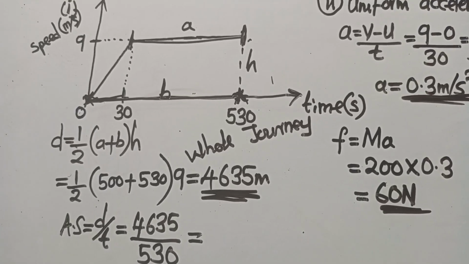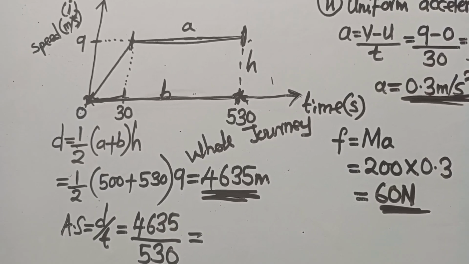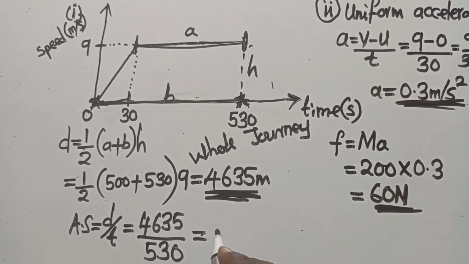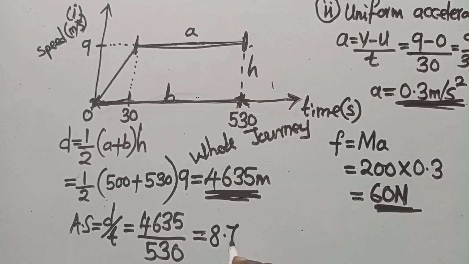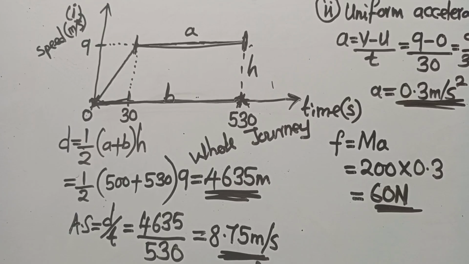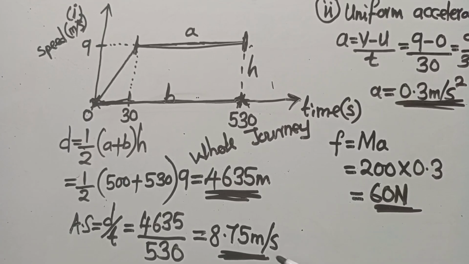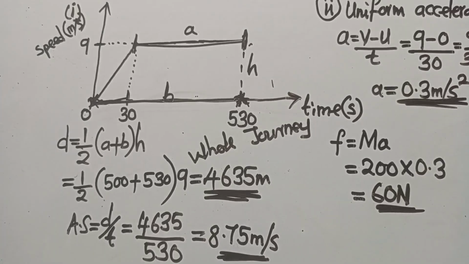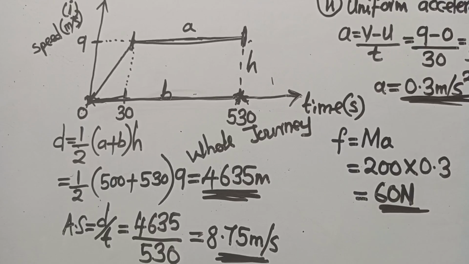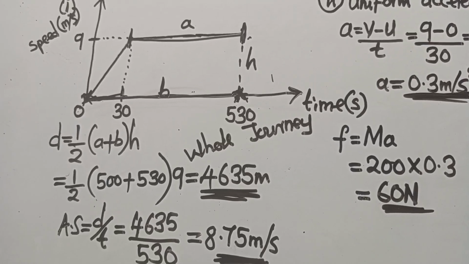You just divide by 530. What answer are we getting? We are getting 8.745, so this will be 5. Then I say meters per second. This is the average speed for this journey that is described. So you need to understand the question. Some questions, like where this one was gotten, there was a part where they were asking you to find the distance covered when it was moving with a constant speed.